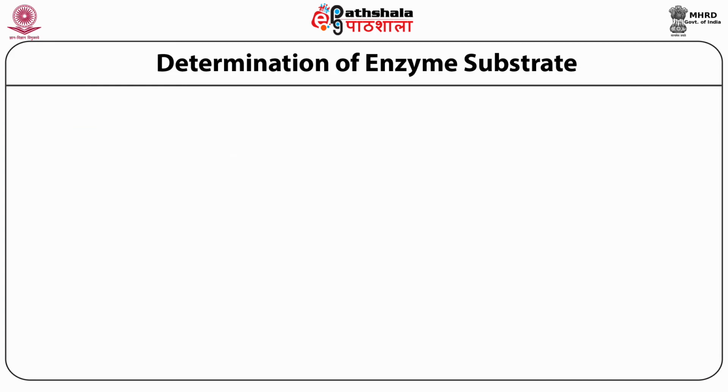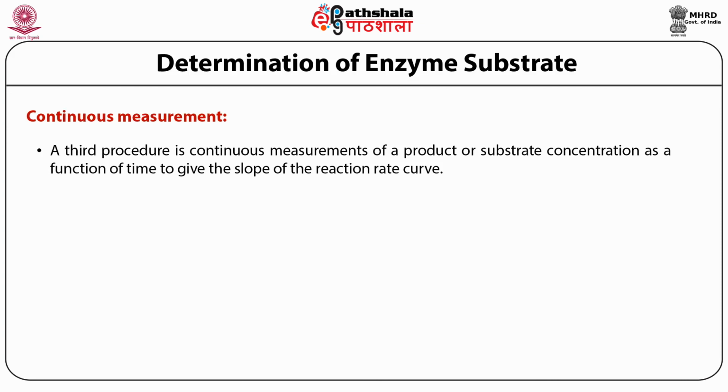The third type of procedure is continuous measurement. A third procedure is continuous measurement of a product or the substrate concentration as a function of time to give the slope of the reaction rate curve. These are the so-called true rate measurements.